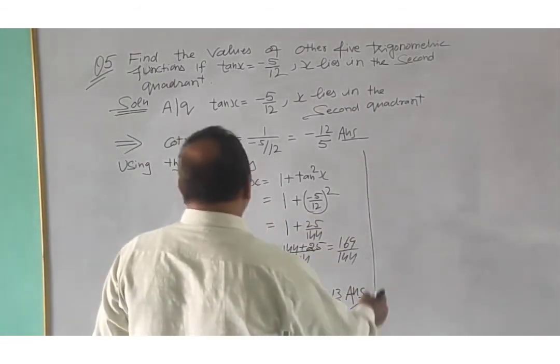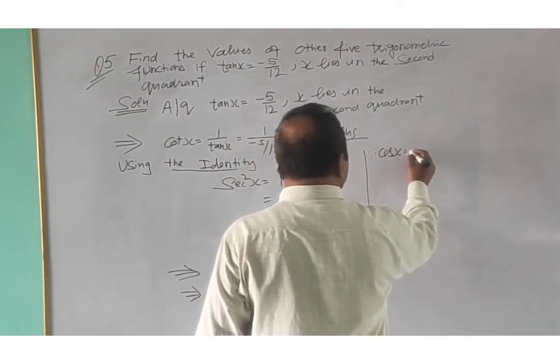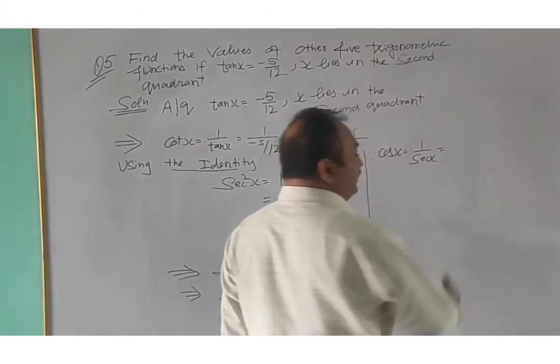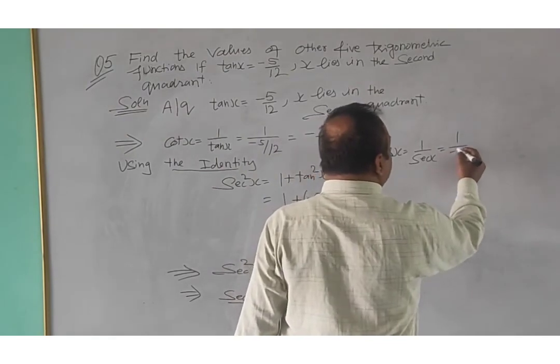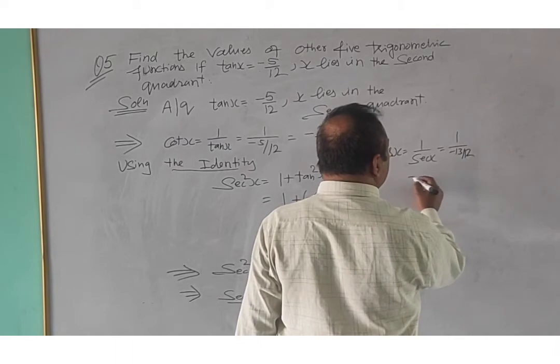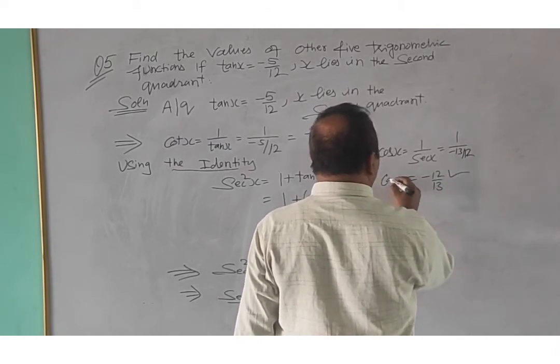Cos x is equal to, because cos x is equal to 1 upon secant x, that is equal to 1 upon minus 13 by 12, that is equal to minus 12 upon 13. This is the value of cos x.